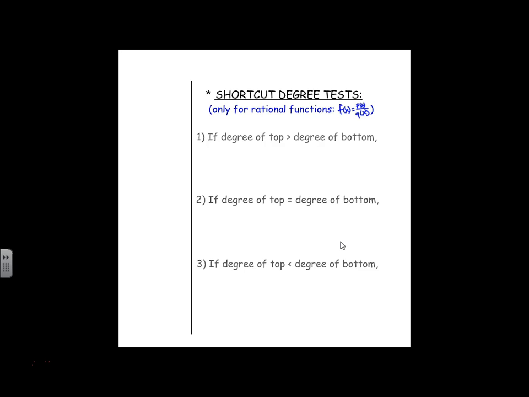If the top wins, we have more pizza. The little pieces matter. We can say no horizontal asymptote. But if there's no horizontal asymptote, there's still a limit. The limit as x goes to infinity, or the limit as x goes to negative infinity, equals plus or minus infinity. It's not a number, but my function's still going somewhere. We just have to figure out which way.